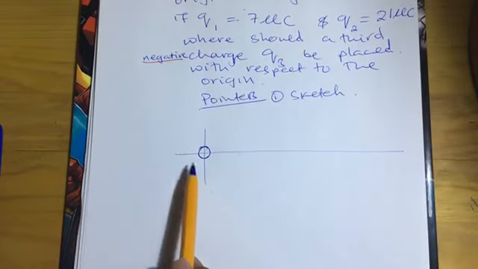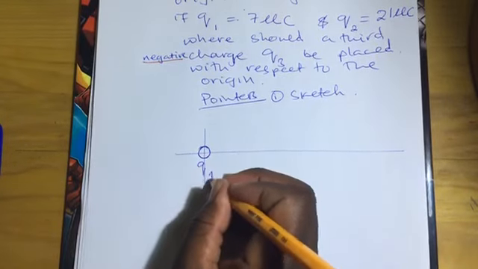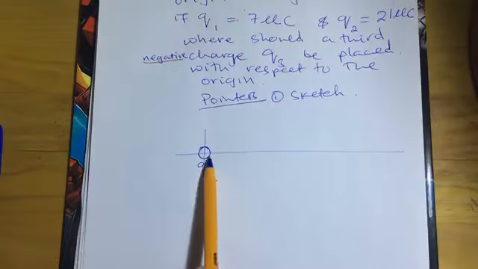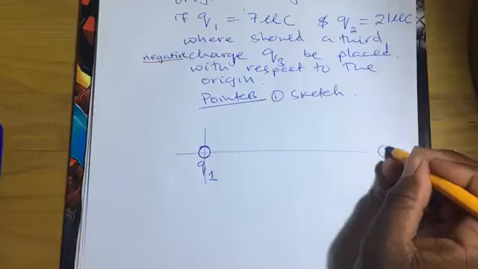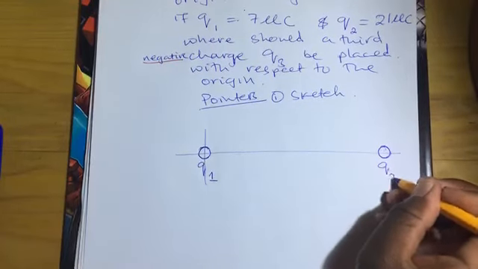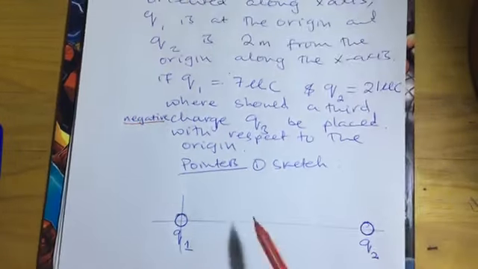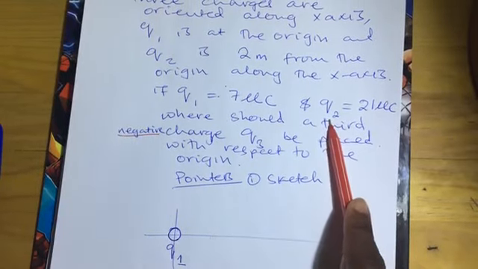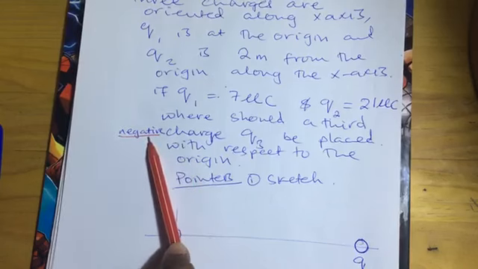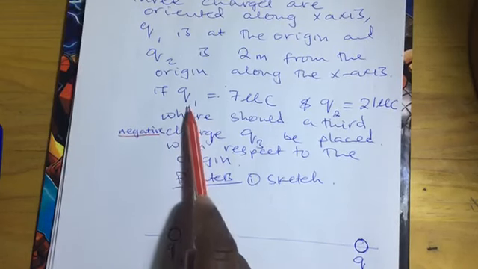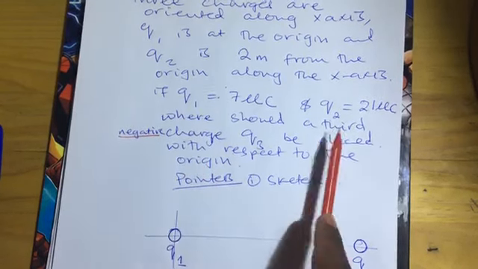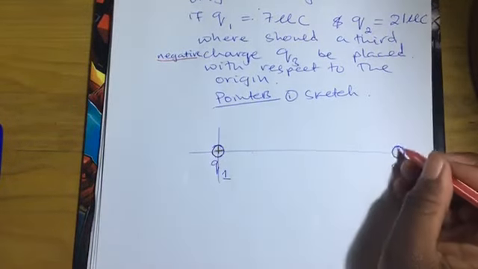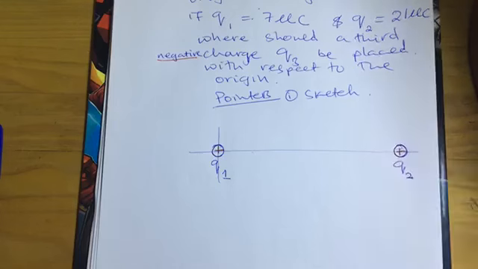Okay, they've told us there's Q1 at the origin, and then we have Q2 2 meters from the origin. So Q2 is going to be here. Notice there was no sign in front of Q1 and no sign in front of Q2, but they emphasized that Q3 was negative. Meaning Q1 should be positive and Q2 should be positive. So I'll put a plus sign where Q1 is, and a plus sign where Q2 is.